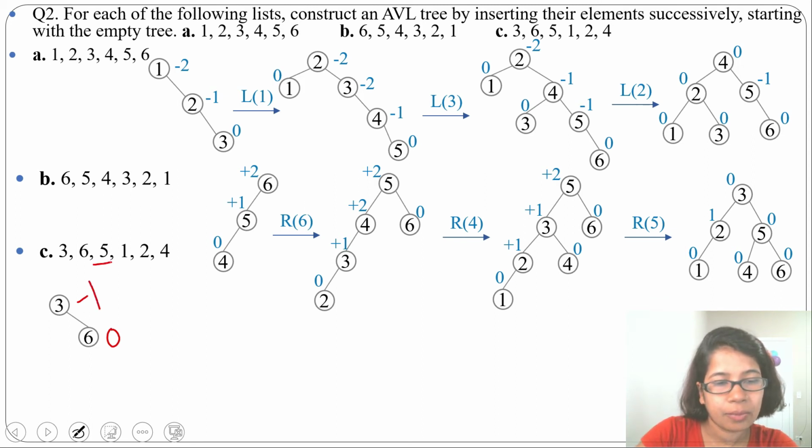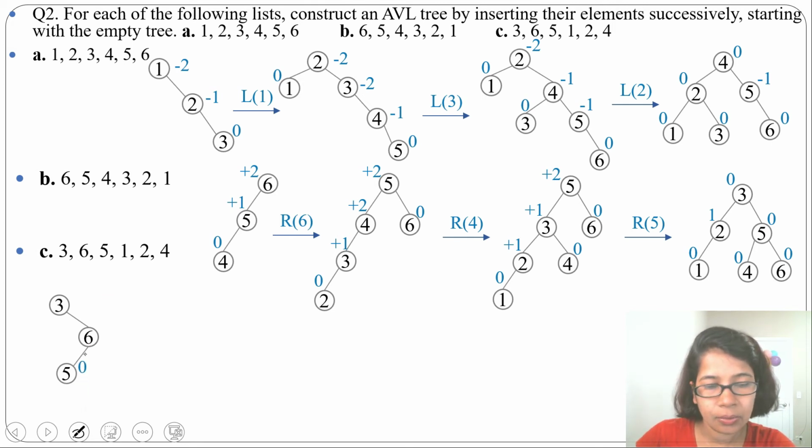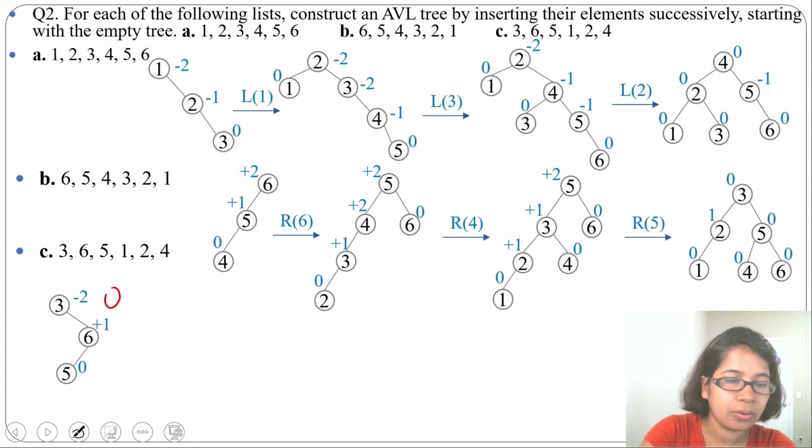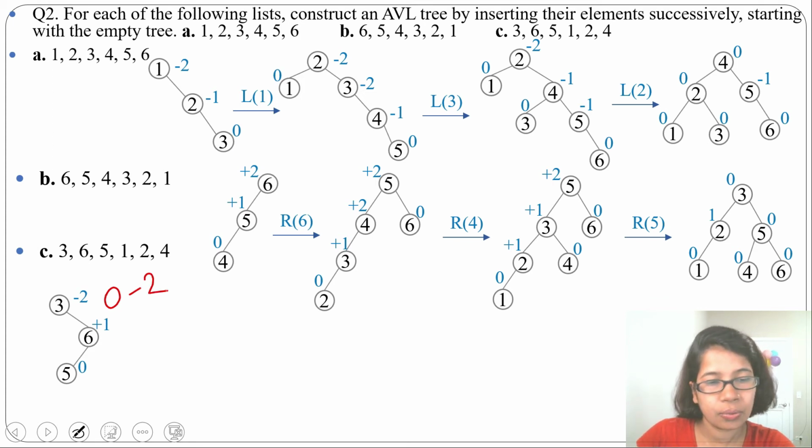Next we'll insert 5. 5 is greater than 3, less than 6. So 5 will be left child of 6. Now we'll check balance factor. Balance factor of 5 is 0, 6 is plus 1 and 3 is minus 2. Left subtree height is 0. Right subtree height is 2. So 0 minus 2, it is minus 2.